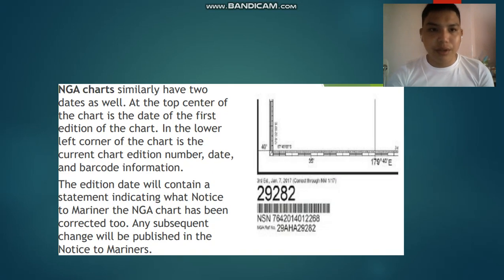NGA charts similarly have two dates as well. At the top center of the chart is the date of the first edition of the chart. In the lower left corner of the chart is the current chart edition number, date, and barcode information. The edition date will contain a statement indicating what notice to mariners the NGA's chart has been corrected to. Any subsequent change will be published in the notice to mariners.